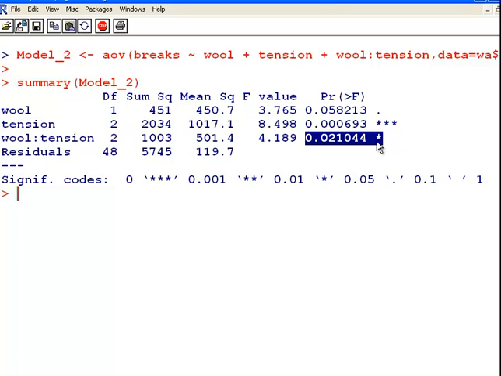So there does seem to be an interaction between wool and tension. Different combinations of wool and tension will act differently, depending on what type of wool and what type of tension it is. Essentially, the variables are not independent. Something else to keep in mind is that degrees of freedom is the number of levels minus 1. The levels of wool are A and B, so two levels, and therefore 2 minus 1 is 1. There are three levels of tension: low, medium, and high, so 3 minus 1 is 2. The degrees of freedom for the interaction effect is the product of these, 1 times 2, which gives us 2. Altogether, 1 plus 2 plus 2 plus 48 adds up to 53, which is the overall sample size minus 1. So that is how to create a model with the interaction effect.